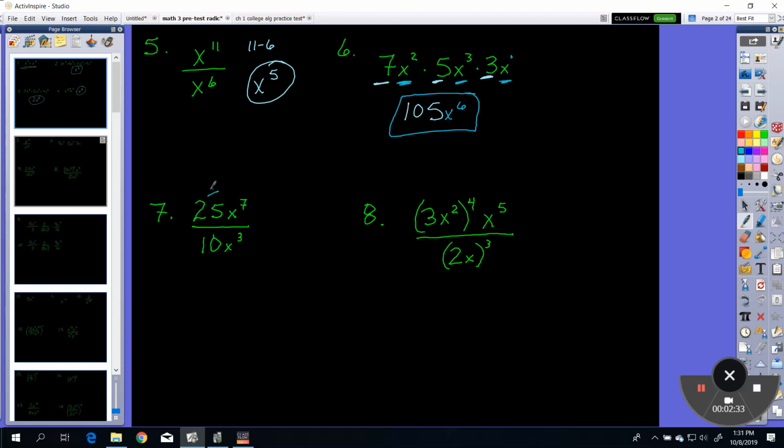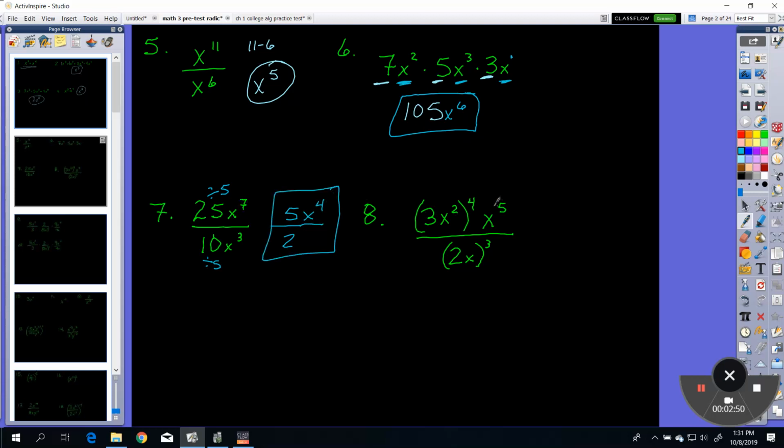On number 7, I see that each of these are divisible by 5, so I divide them each by 5. I get 5 halves. 3 of these x's from the bottom will cancel 3 of these from the top, so 7 minus 3 is 4. So there are 4 x's left on the top.